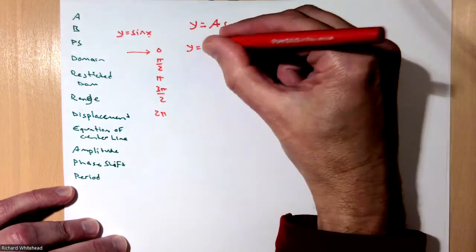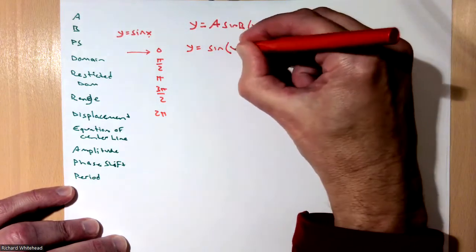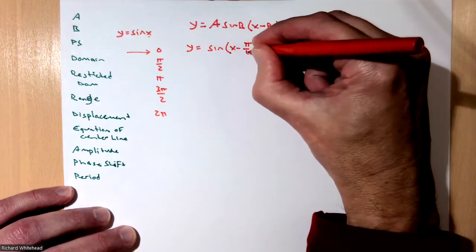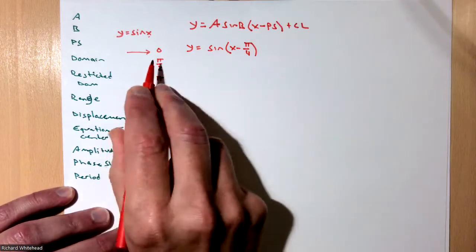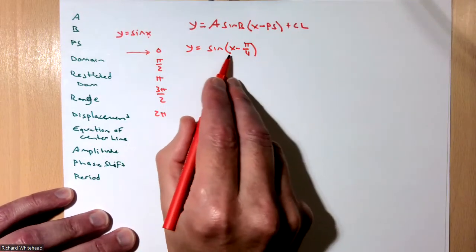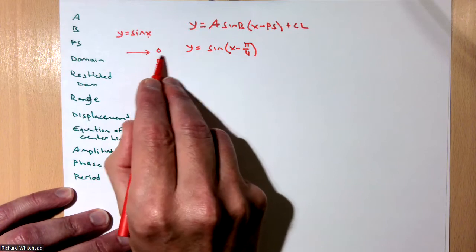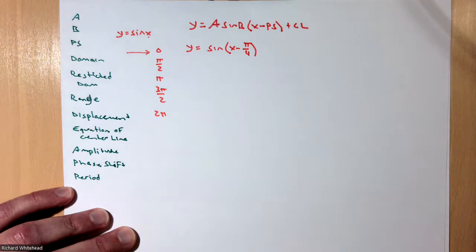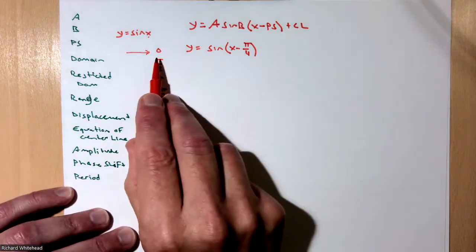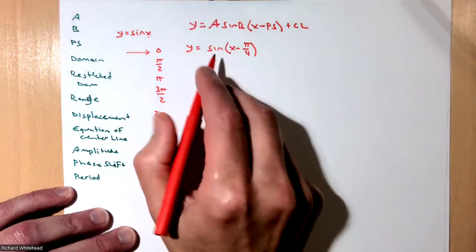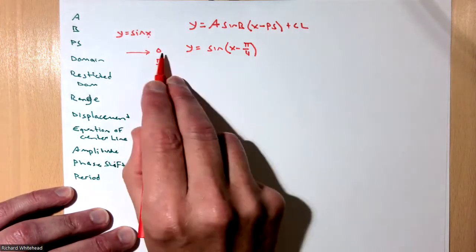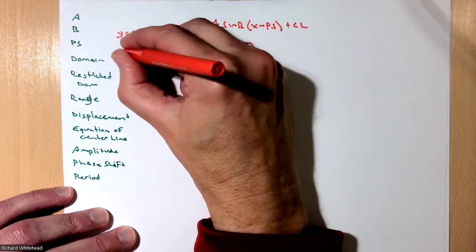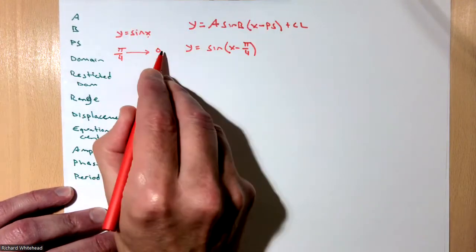If I did something real easy, like X minus pi over 4, see, now what would make this go to 0? That's like adding pi over 4 to this. What makes this go to 0? To get 0 here, X would need to be pi over 4. So that's like saying this guy needs to be pi over 4 now to get 0 there.